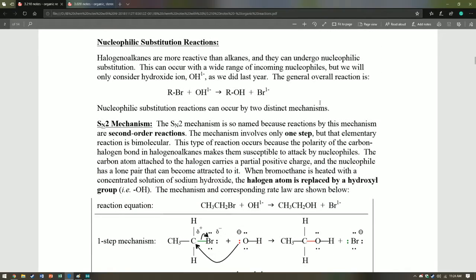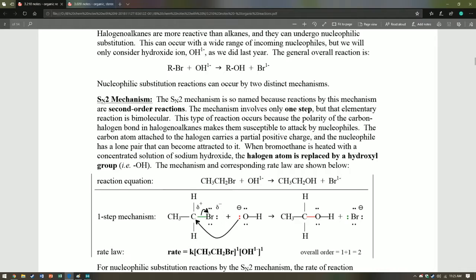There are two possible mechanisms for nucleophilic substitution, and this depends on the degree of the halogenoalkane. Typically, you'll see this in the context of halogenoalkanes becoming alcohols, but you don't necessarily have to. Primary halogenoalkanes will undergo SN2, or substitution nucleophilic, and the 2 refers to the fact that it is a bimolecular reaction. Tertiary molecules will undergo SN1, with SN meaning substitution nucleophilic, and the 1 referring to the fact that that particular mechanism is unimolecular.